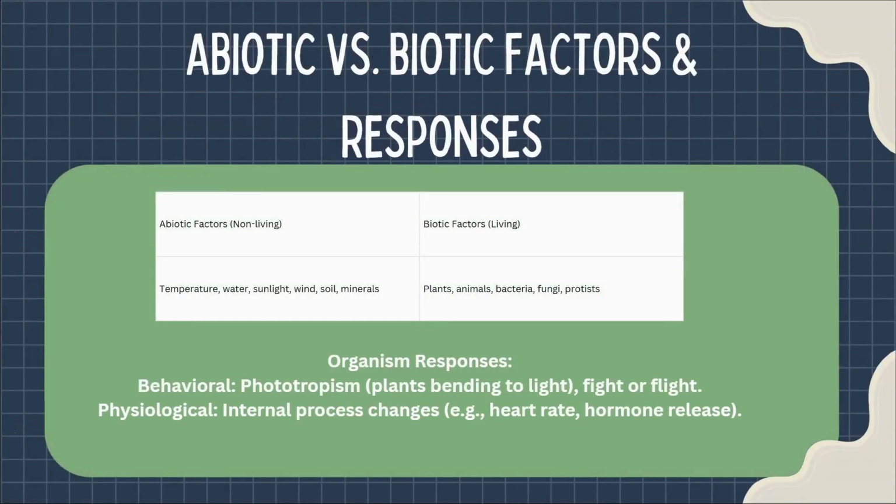So abiotic versus biotic factors and responses. Abiotic factors are non-living, things like temperature, water, sunlight, wind, soil, minerals. Biotic factors are living: plants, animals, bacteria, fungi, and protists. Some organism responses are behavioral, like phototropism, which is plants bending to light, or fight or flight. Physiological responses are internal process changes like heart rate or hormone release.